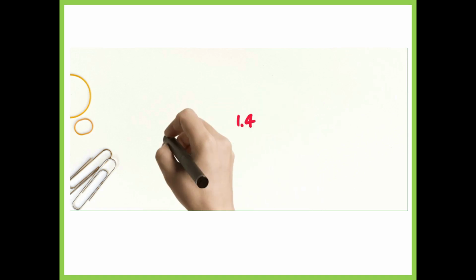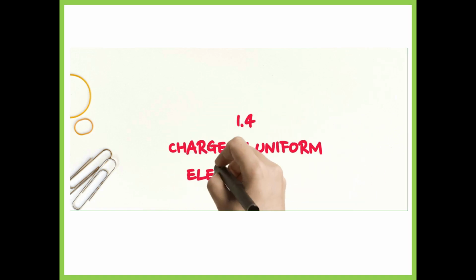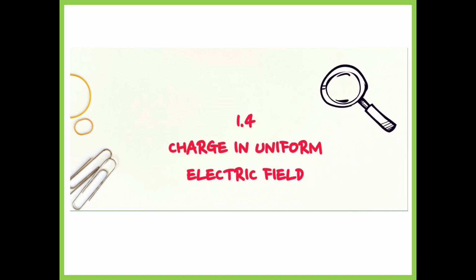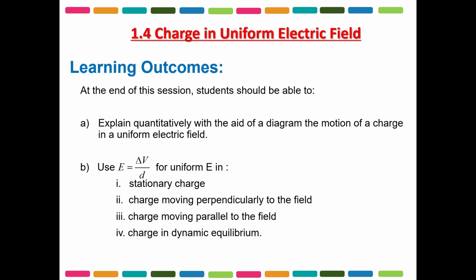We are at the last subtopic of this chapter, that is charge in a uniform electric field. In this subtopic, I will explain quantitatively with the aid of a diagram the motion of charge in a uniform electric field. And for this uniform electric field, we have a specific equation for the electric field strength. We are going to look at the motion for these four cases.